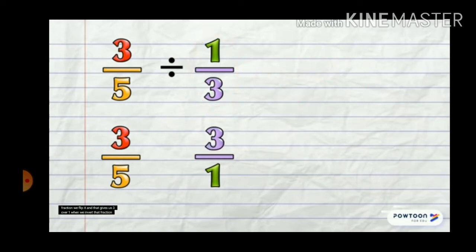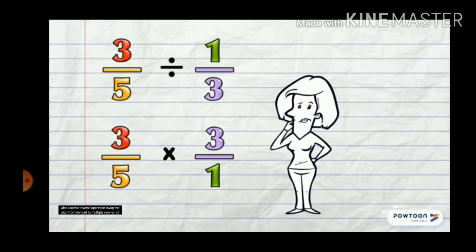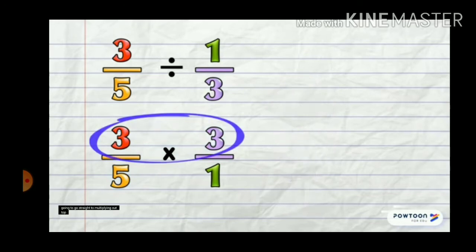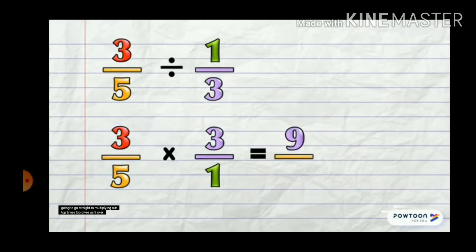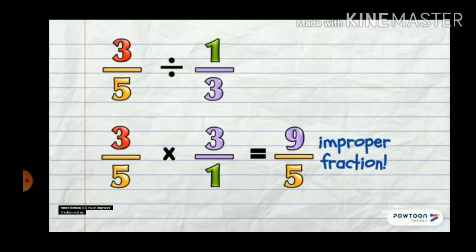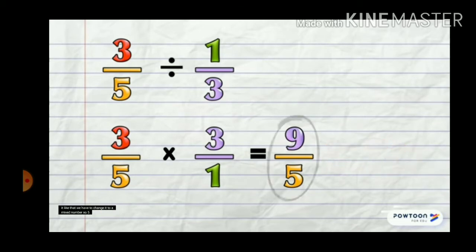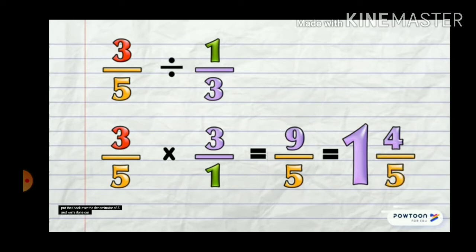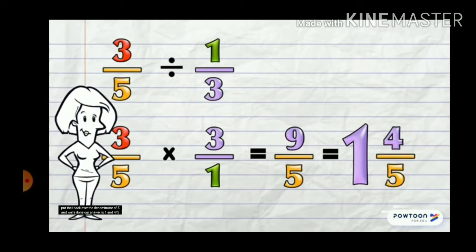When we invert that fraction, we also use the inverse operation. Swap the sign from divide to multiply. Now, it's not possible to reduce this problem, so we're going to go straight to multiplying out. Top times top gives us 9 over bottom times bottom is 5. It's an improper fraction, and as you know, we can't leave it like that. We have to change it to a mixed number. So 5s into 9, that's one whole group of 5 and a remainder of 4. Put that back over the denominator of 5 and we're done. Our answer is 1 4/5.